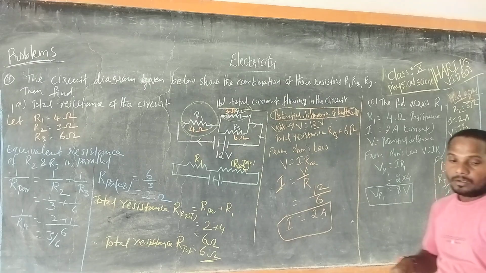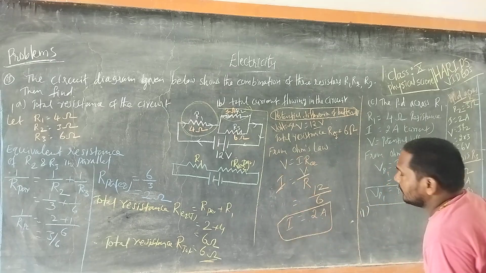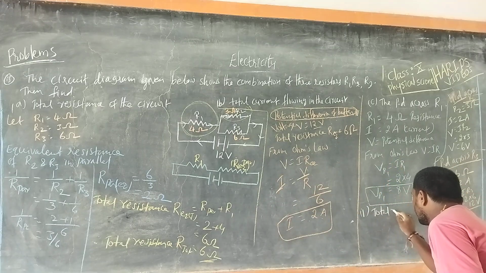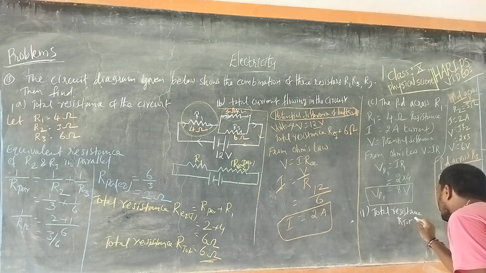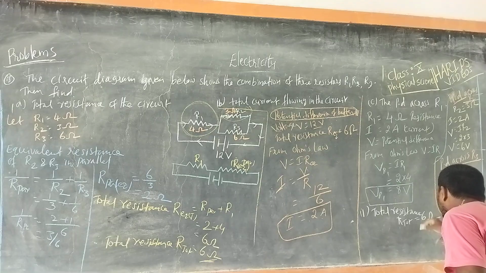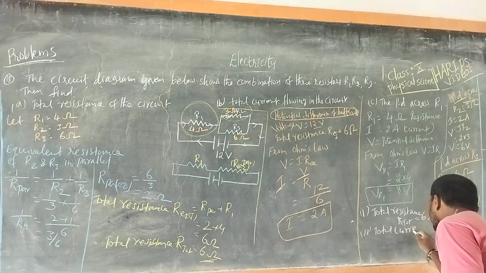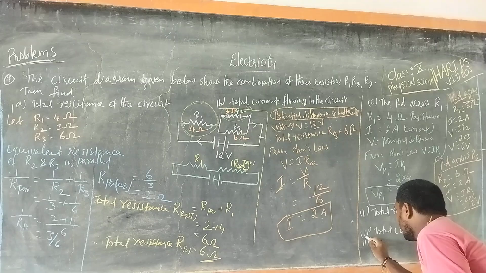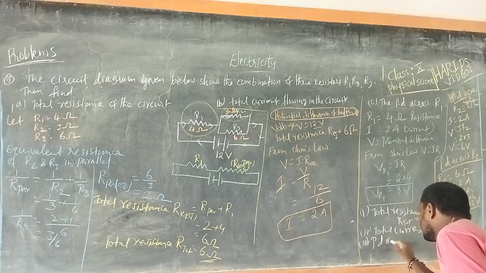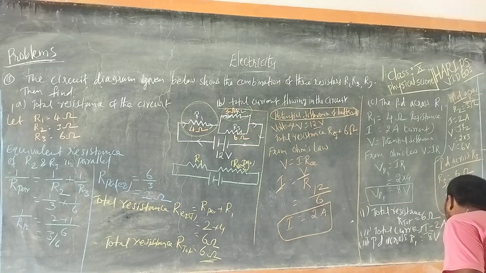So finally we calculated the total resistance: R total is equal to 6 ohms. The second one, total current I is equal to 2 amperes. Then the third one, the potential difference across R1 is equal to 8 volts.